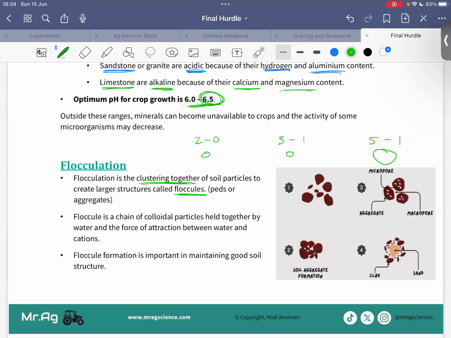Is it similar to cementation? Yes, Daniel. Flocculation would be an example of cementation. Yeah, so cementation is the coming together of our soil particles. Flocculation would be an example of that. Brilliant, super point.